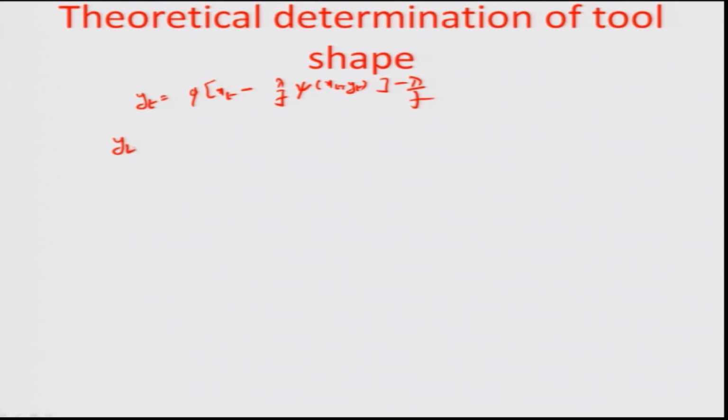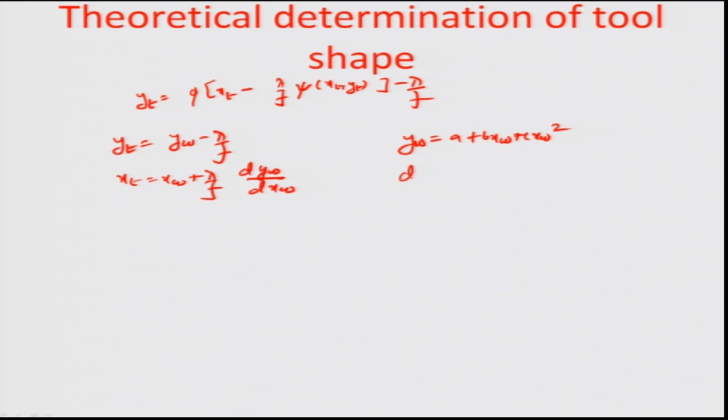We already know that y_t equals y_w minus lambda by f, and x_t equals x_w plus lambda by f times del y_w by del x_w. Obviously, as y_w is given as a plus b x_w plus c x_w square, dy_w by dx_w is now given by b plus twice c x_w.